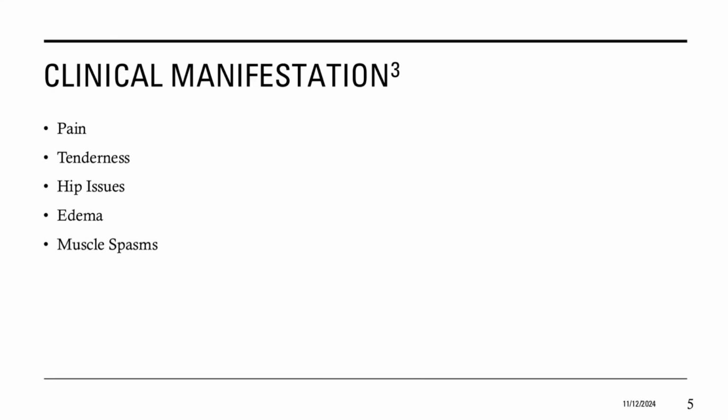So our clinical manifestations: we have pain, tenderness, hip issues, edema, and muscle spasms. Our pain is going to be located in the groin and lower abdominal region, and it can feel as either a dull ache or a sharp pain. We have tenderness along the pubic symphysis and adductor muscles. Our hip issues include decreased hip rotation, pelvic misalignment, or sacroiliac dysfunction. We have edema, which is just swelling or tightness in the pelvis. And we also have muscle spasms, which occur in the adductor region.